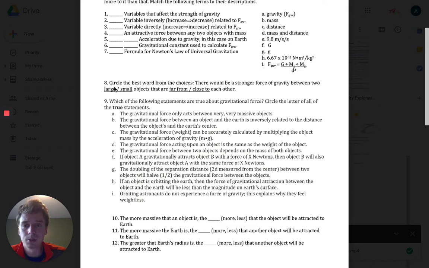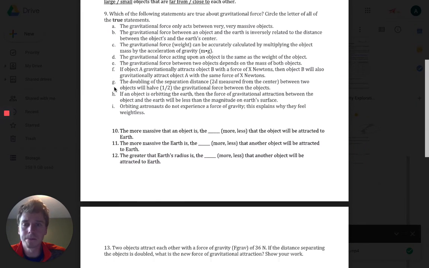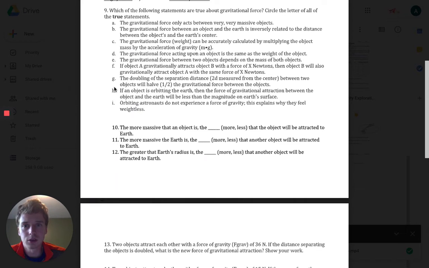8, circle the best word from the choices. There would be a stronger gravitational force between two large objects that are close to each other. Large objects close to each other would have more gravity than small objects that are far away. 9, which of the following are true statements about the gravitational force? Circle the letter of the true statement. So you're just telling me, okay, if A is true, you just circle it or underline it or highlight it, whatever you can do on your computer.